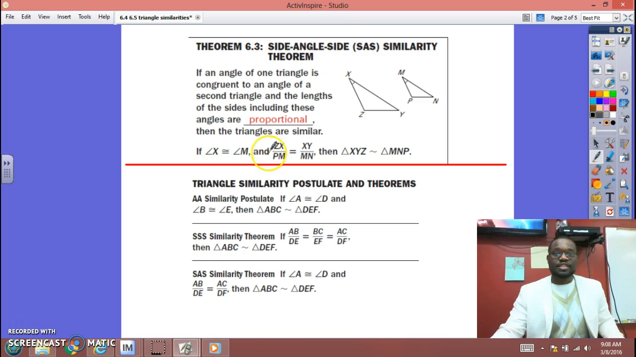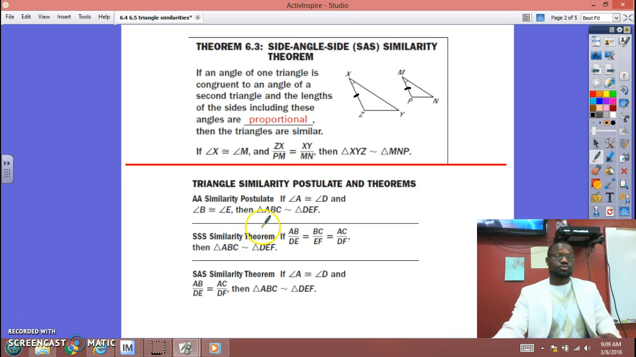So that's why in this one they're only talking about ZX and XY and MP and MN, because these are the only sides that sandwich the angle. So ZY and PN don't have an option in saying side-angle-side similarity. And so here's kind of a summary of all of them. Angle-angle, side-side-side, and side-angle-side.